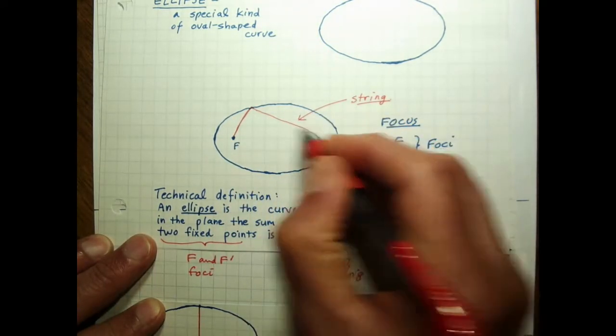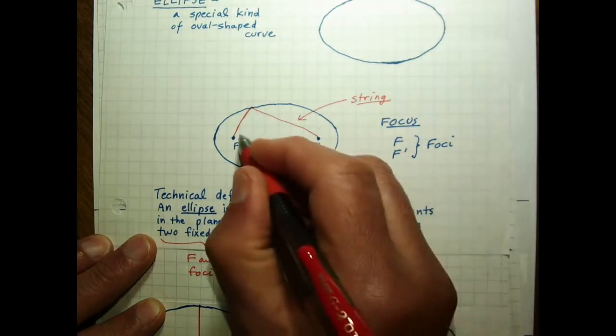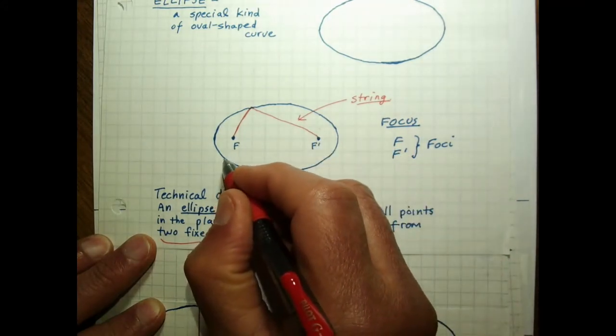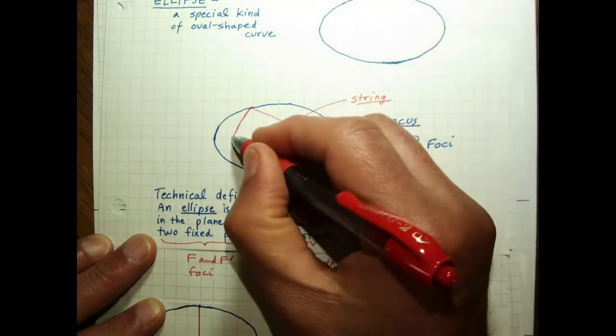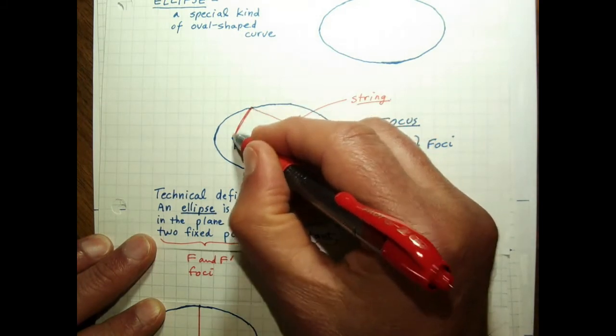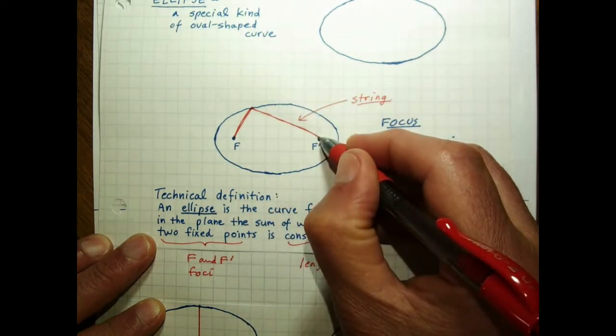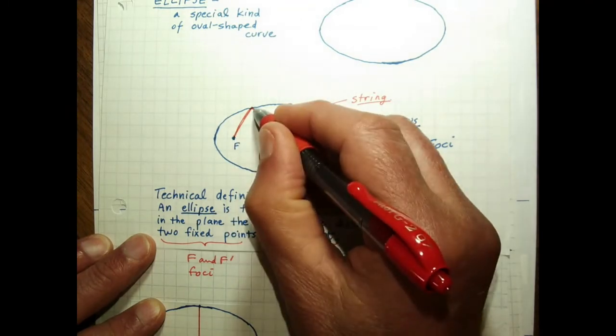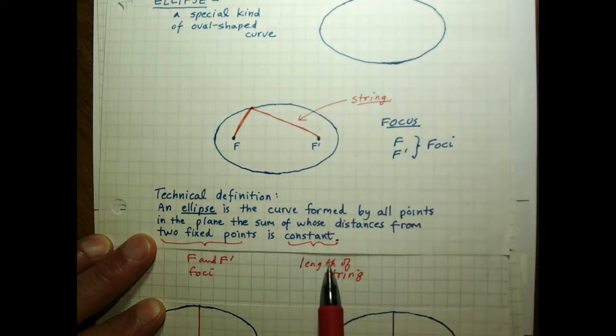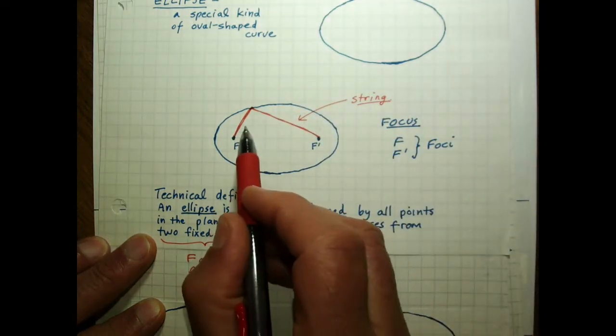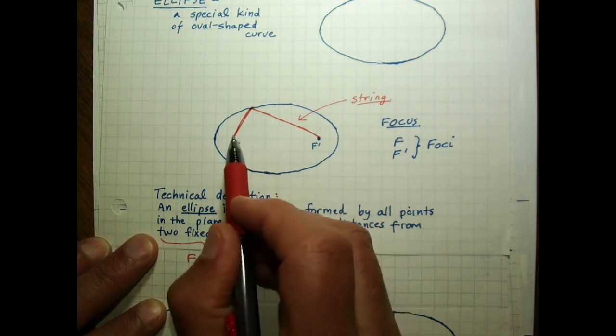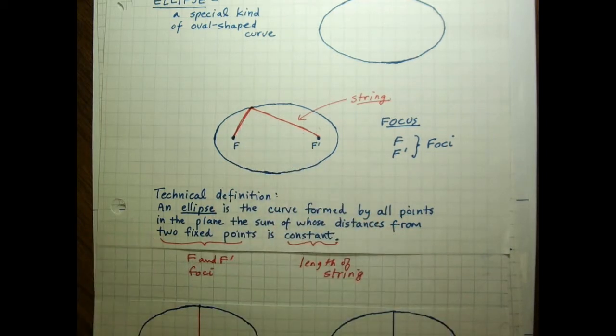So we can stretch it out over here, down here, but any point that we get on that ellipse, if you add this length plus this length, so the distance to one focus plus the distance to the other focus, you're always going to get the same amount, which is equal to the total length of the string.